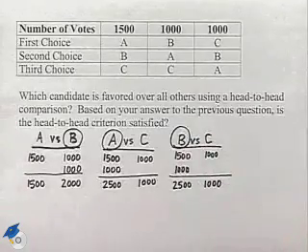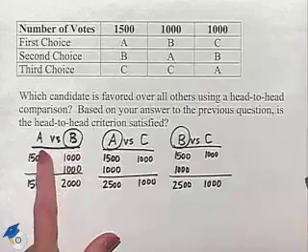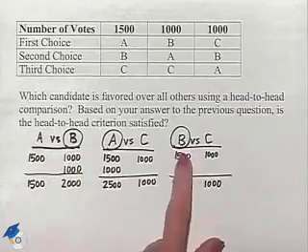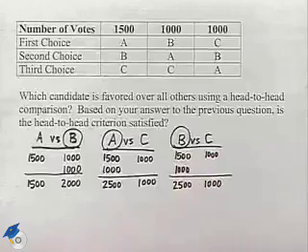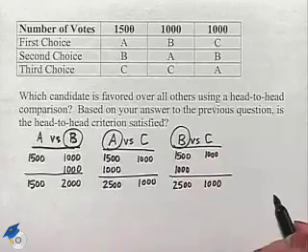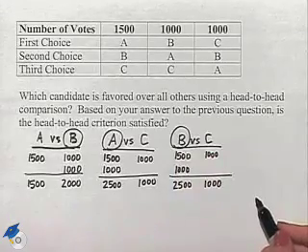Now, we have three candidates. Notice that when B is paired with A, B wins. Notice when B is paired with C, B wins. So B beats both of the other two candidates in head-to-head comparisons.